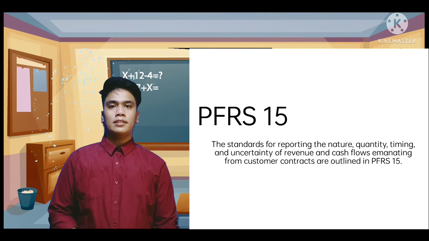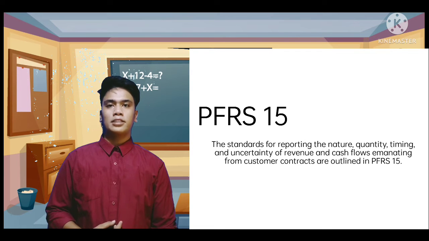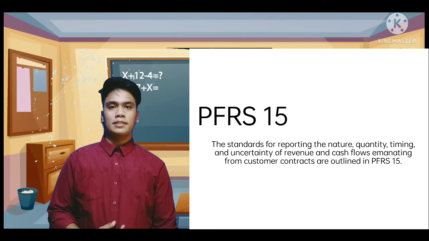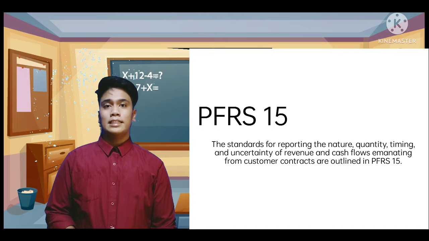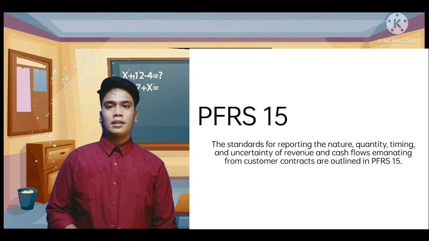The standard for reporting the nature, quantity, timing, and uncertainty of revenue and cash flows emanating from customers' contract are outlined in PFRS 15. It applies to contract with the client as the counterparty. Individual contracts with client are covered by PFRS 15. PFRS 15 may, however, be applied to a group of similar contracts as a practical expedient provided that the impact on the financial statement are not materially different when PFRS 15 is applied separately to each of the contracts within the group.